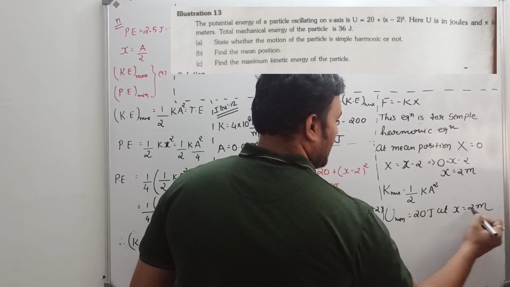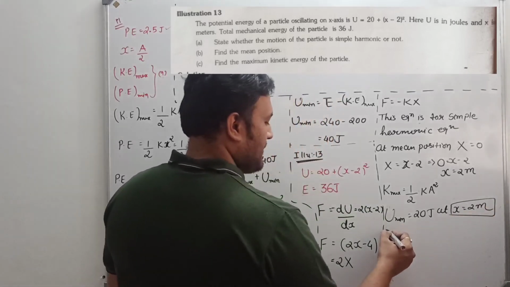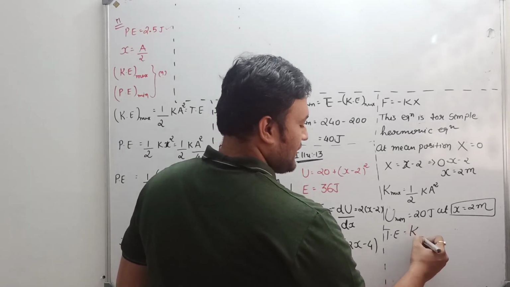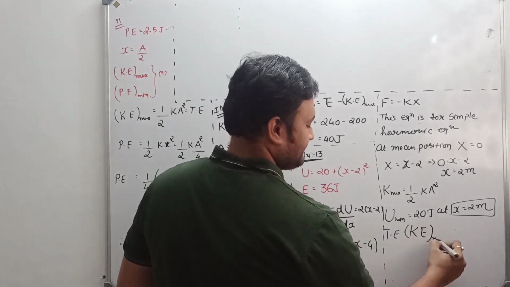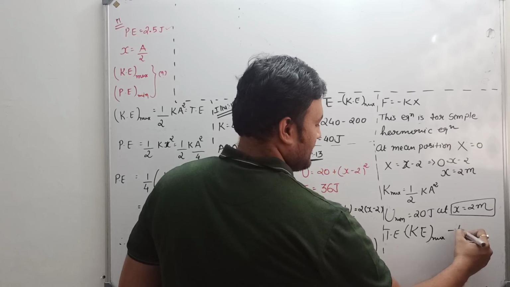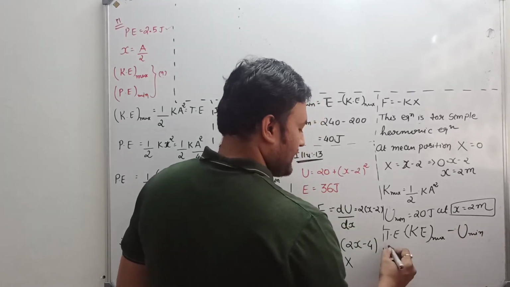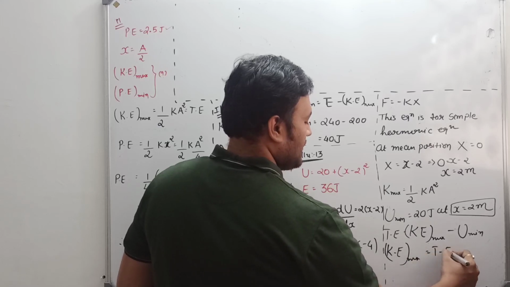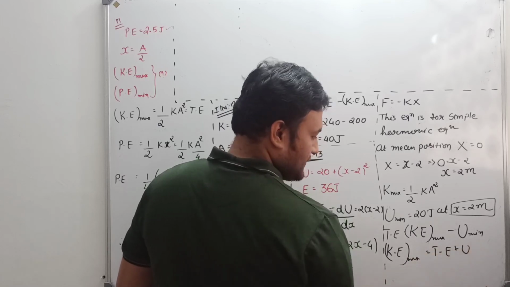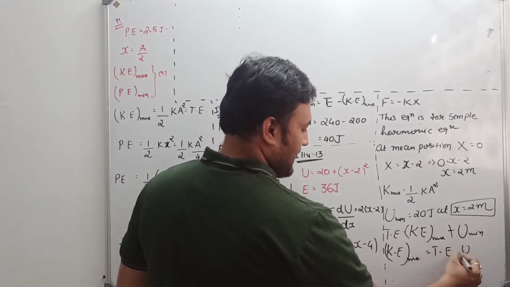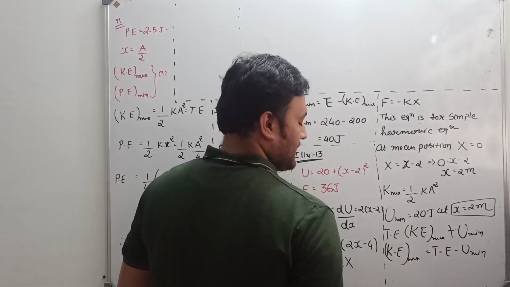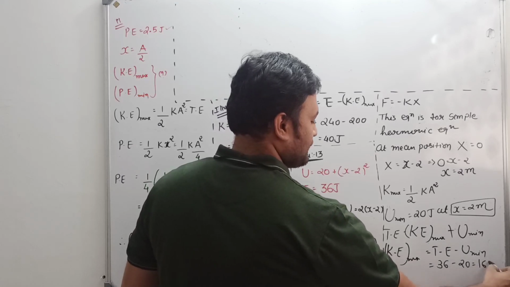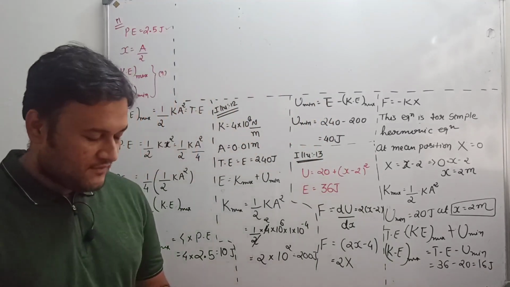Okay, so total energy is equal to KE maximum plus U minimum. So make K maximum the subject: K maximum is equal to total energy minus U minimum. Okay, so this is 36 minus 20 is equal to 16 joule. Okay, so the answer will be 16 joule.